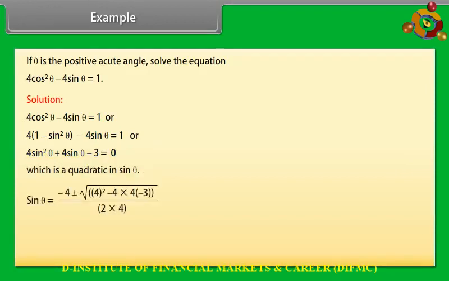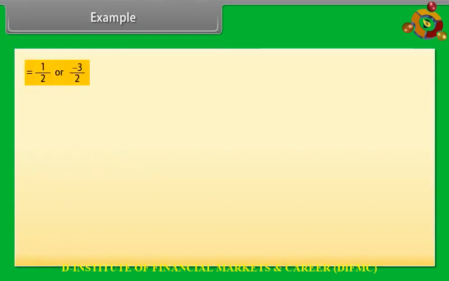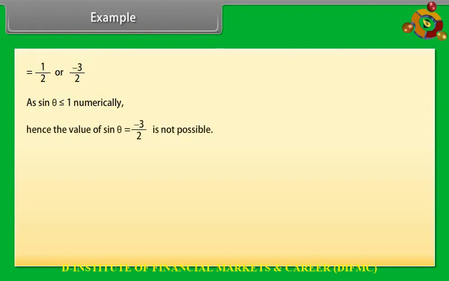Sin of theta is equal to (minus 4 plus minus under root 4 square minus 4 into 4 into minus 3) by 2 into 4, which is equal to (minus 4 plus minus 8) by 8, equal to 1 by 2 or minus 3 by 2. As sine of theta is less than or equal to 1 numerically, the value of sine of theta equal to minus 3 by 2 is not possible. Therefore, sine of theta is equal to half, which is sine of 30 degree. So, theta is equal to 30 degrees.